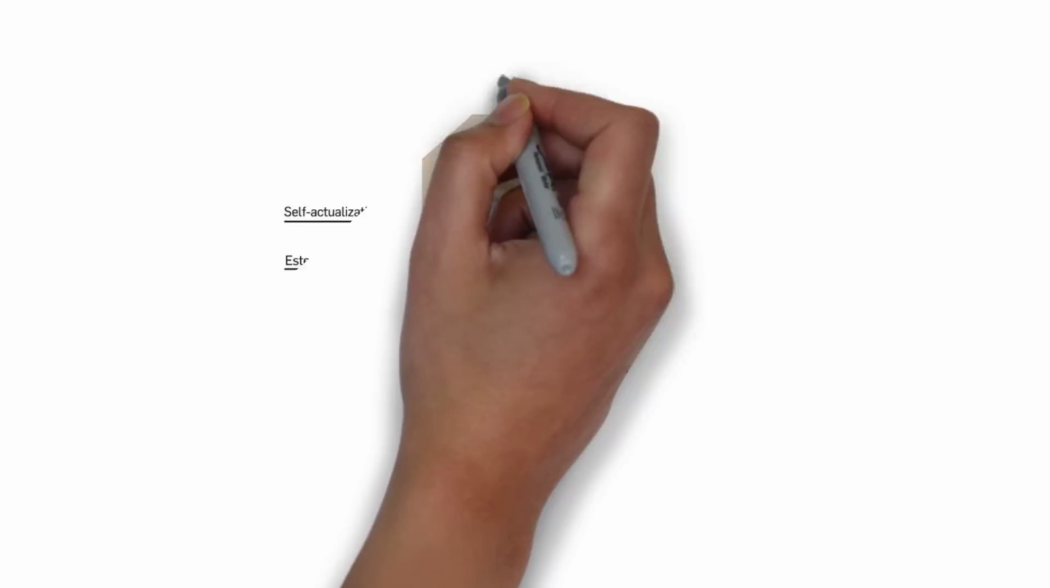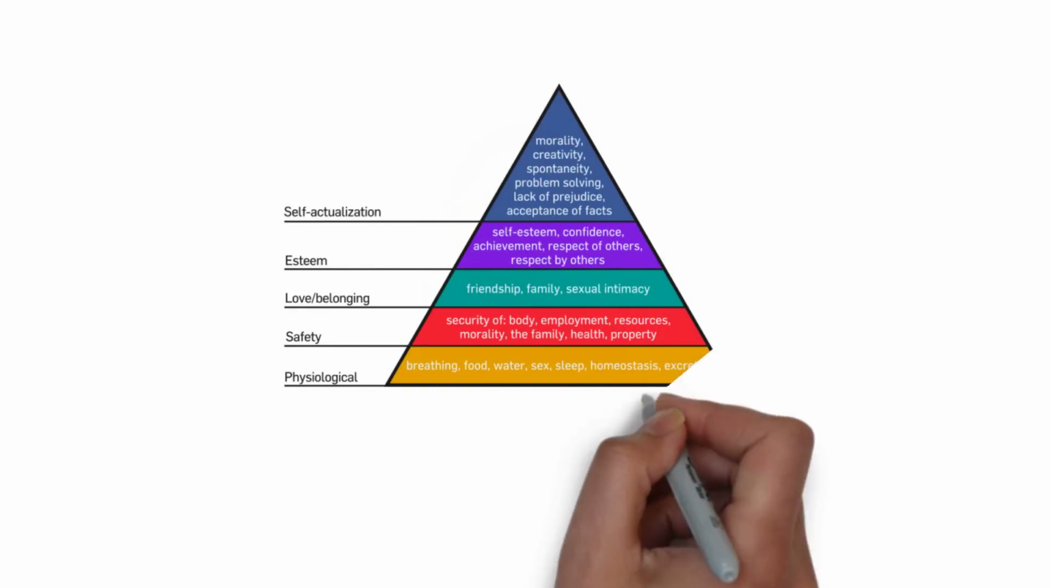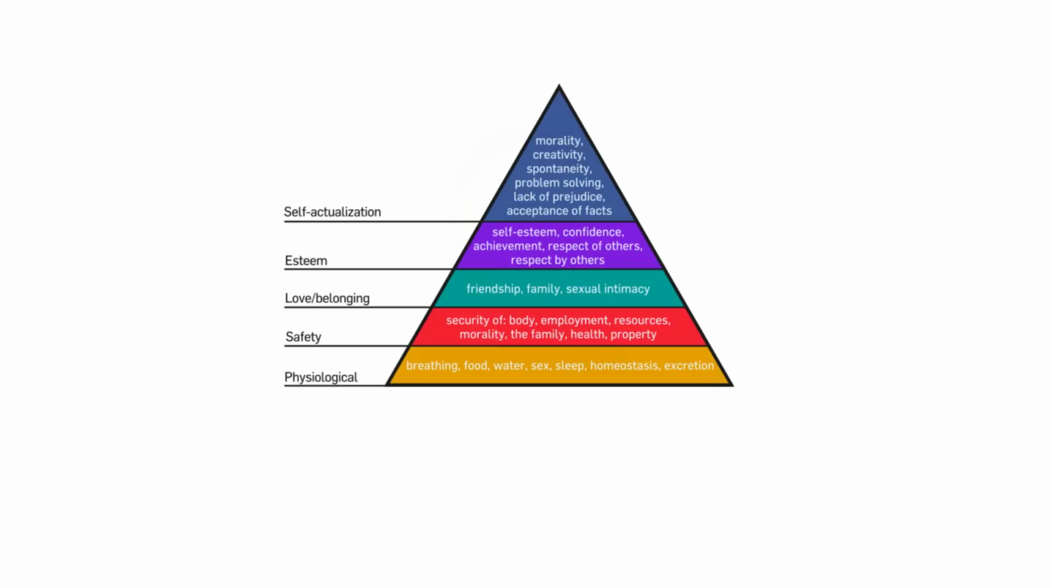In his 1943 paper entitled A Theory of Human Motivation, Abraham Maslow laid out a handful of things that he believed drove people into action. The 5 broad categories of motivation that Maslow laid out were physiological motivations, safety, love and belonging, esteem, and self-actualization, as you can see detailed in this pyramid.